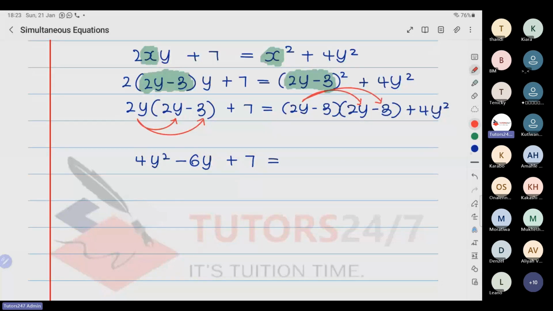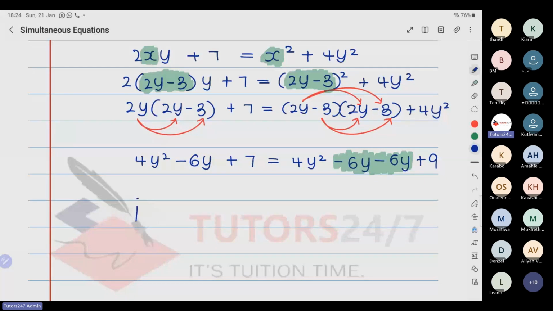So 2y times 2y, that gives us 4y squared. 2y times negative 3, that gives us negative 6y. Negative 3 distributed into the second bracket, that's going to give us negative 6y plus 9. Now, what you should notice from here is that these two middle terms are like terms.